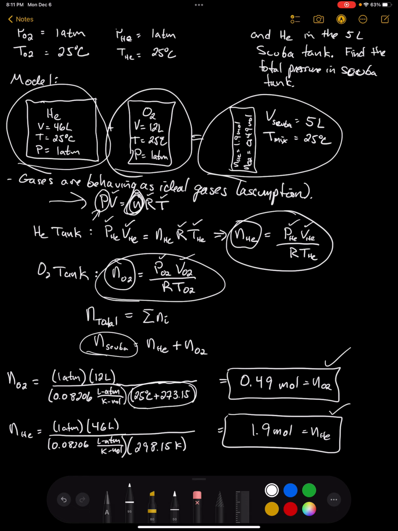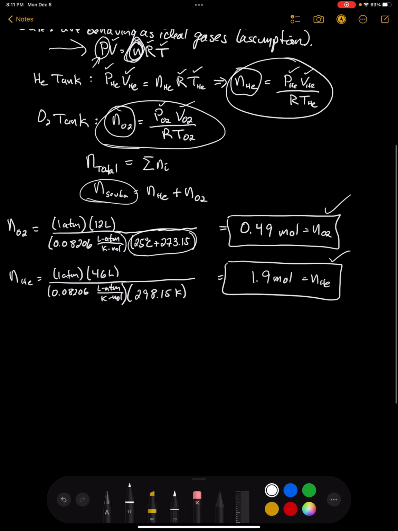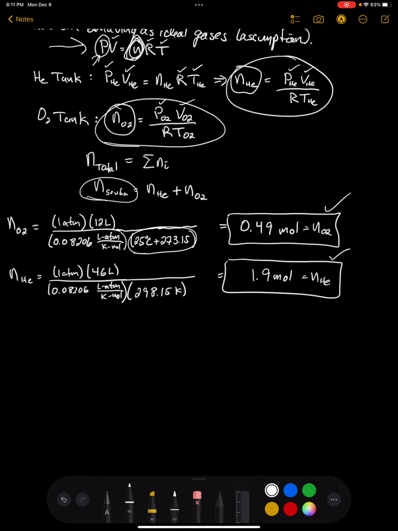So to answer the first part of the question, which is what is the partial pressure of the oxygen and the helium, well, I now go back to my first law equation, where I can say that the partial pressure of the oxygen is equal to the number of moles of oxygen in the scuba tank times the gas constant times the temperature in the scuba tank divided by the volume of the scuba tank.